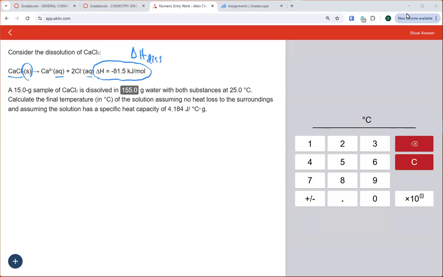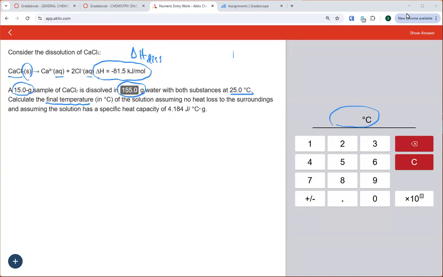So that's our first clue: we're solving for a final temp, which should be higher than our initial temp, which is 25 degrees. So it should be something higher than 25 degrees. One of the big things with enthalpy of dissolution is we have to add the masses, right? We have a mass of water here, which might be different for you, and a mass of the salt. Yours should be the same.